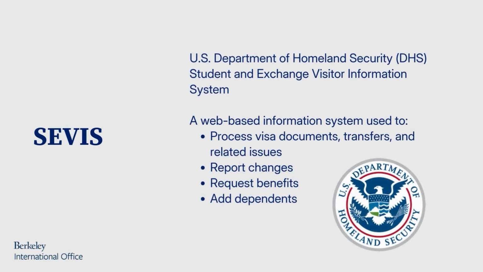The U.S. Department of Homeland Security Student and Exchange Visitor Information System, also known as SEVIS, is a web-based information system used to process visa documents such as the Form DS 2019. It is also used to report changes, request benefits, such as extensions, transfers, and add dependents. We will use the SEVIS system to report your arrival once you follow the instructions to report your arrival to Berkeley International Office through the J Scholar portal.